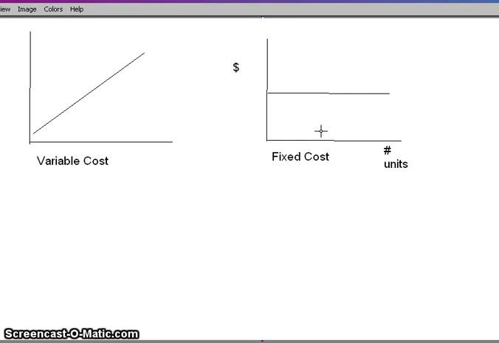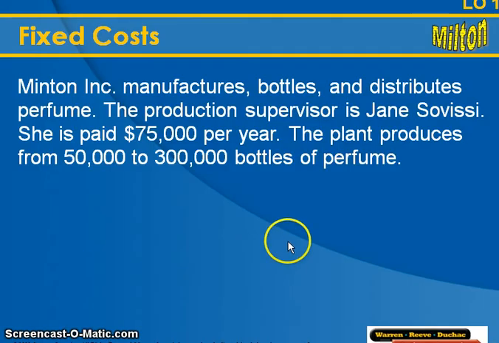Now, we're not talking about bonuses for anything. We're just keeping it simple. We're saying whether they make 1,000 units or 10,000 units of something, the salary of the plant supervisor stays the same. So that's another example of a fixed cost. And as I said, I believe it is here.